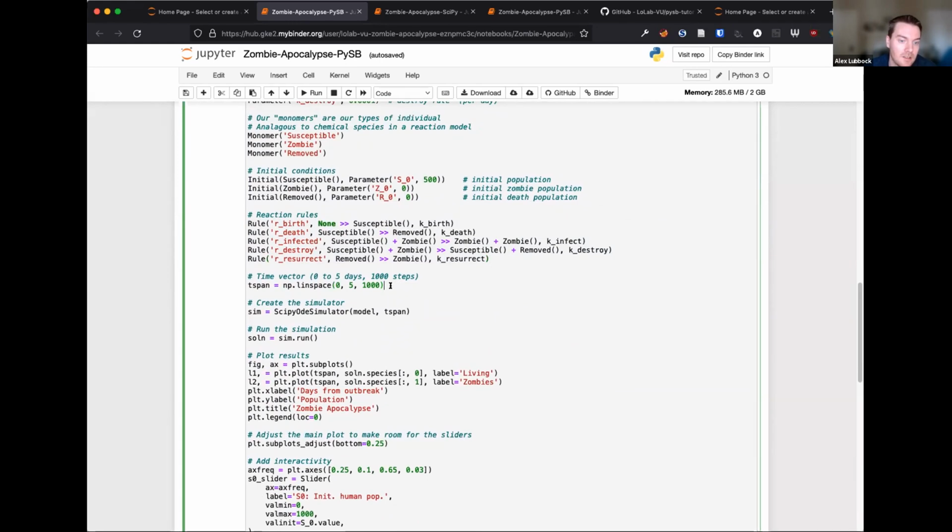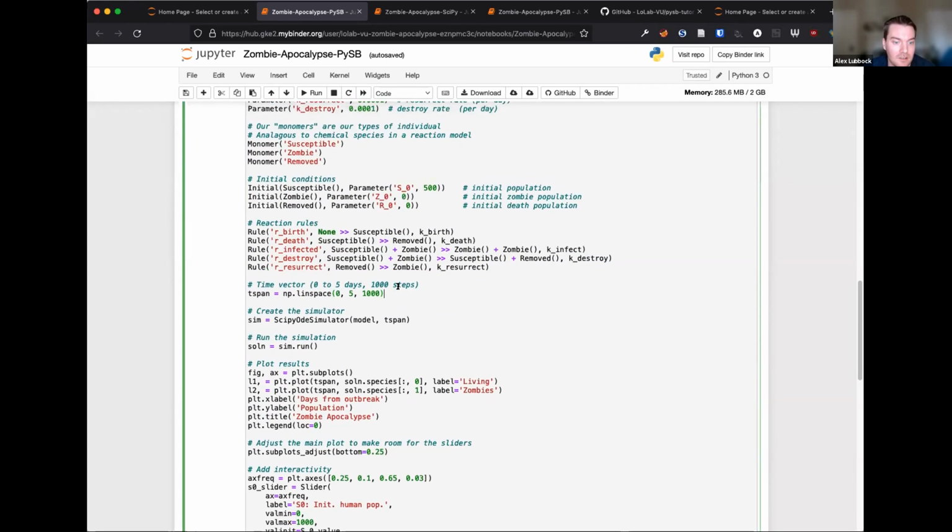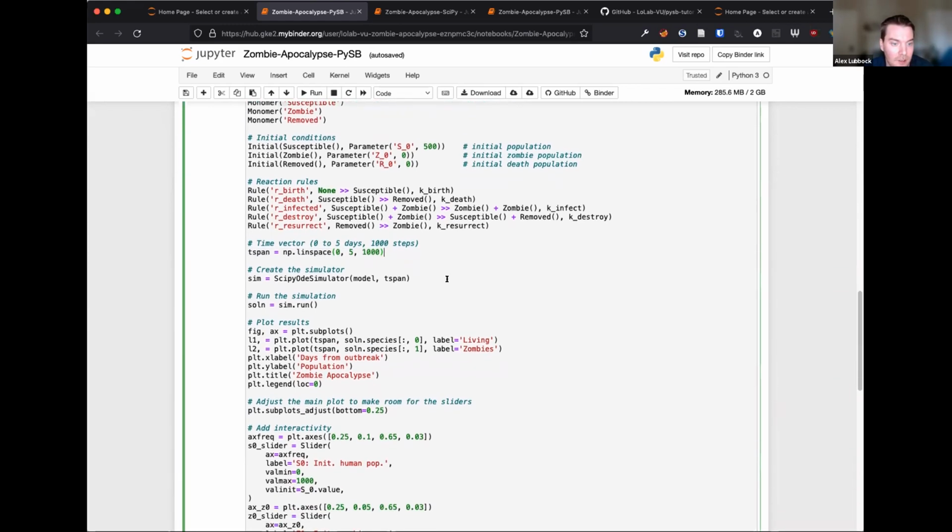So you need to define a time span. In Python, you use this library which creates this thing called linspace. It's just linear spacing between two time points. So it's from 0 to 5 days, and we're taking 1,000 time points. When you do ODE modeling, it's in a set of discrete steps, so those are what you need to specify up front.